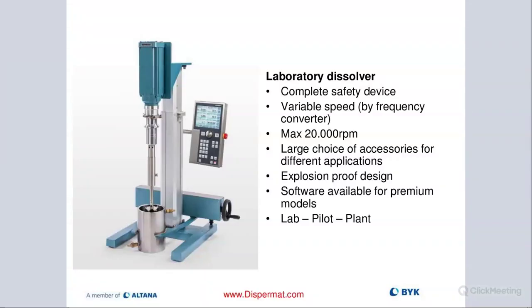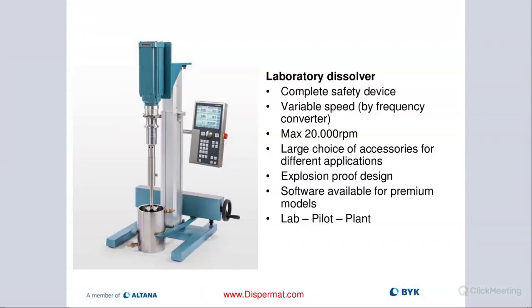If for whatever reason somebody were to start up the dissolver and the blade was outside of the container, it would give you an error message on the screen and tell you that you are outside of the working area. Therefore, you have to lower the blade to go between H1 and H2 to actually be able to power on the machine. So that is a really important safety feature.